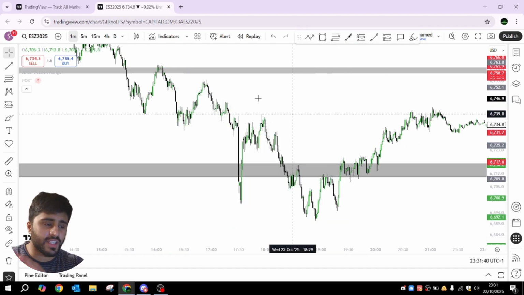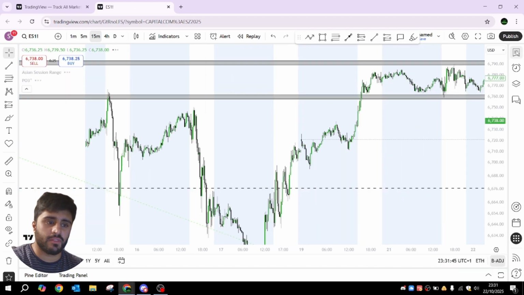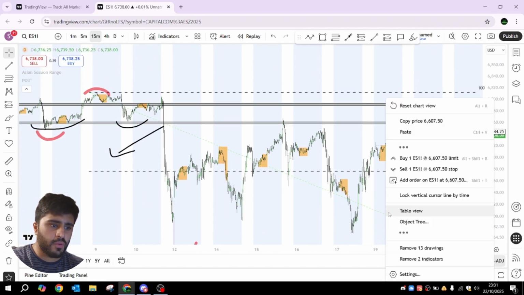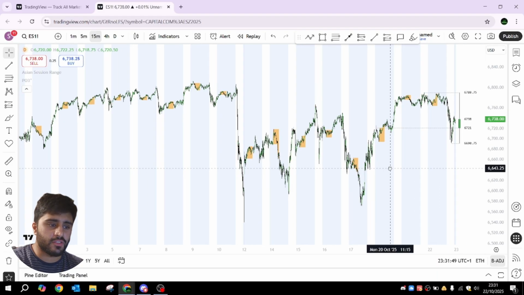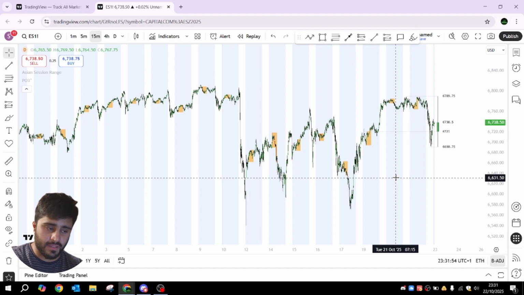Right, so I'm going to skim through why this was a good level. I'm going to go to ES, the S&P 500 futures chart, and quickly break down how I was looking at this trade from an ICT or just a higher time frame buyer's perspective.